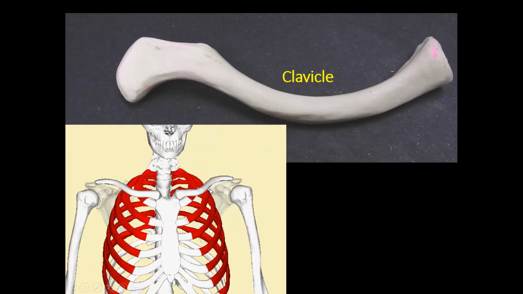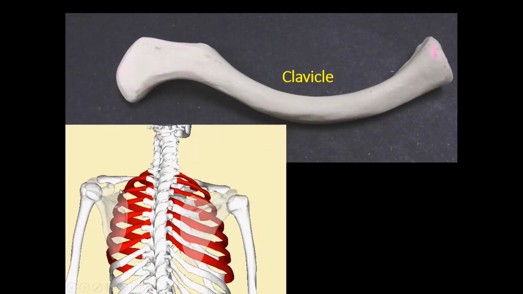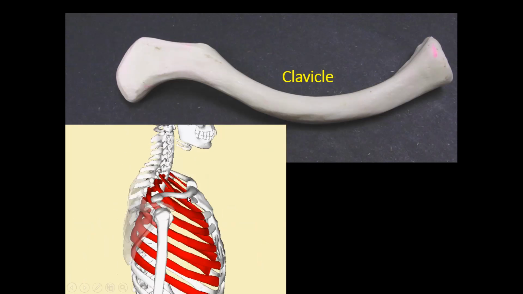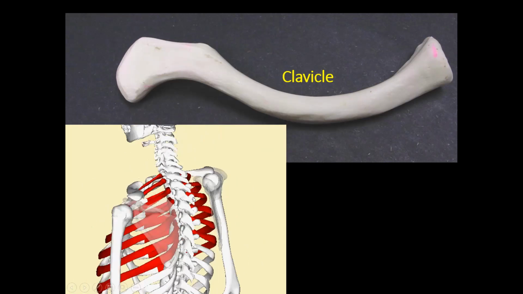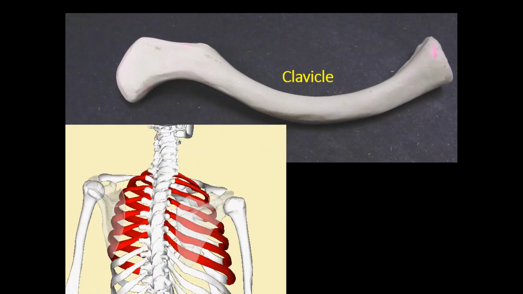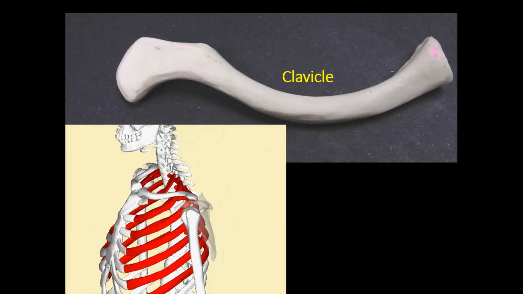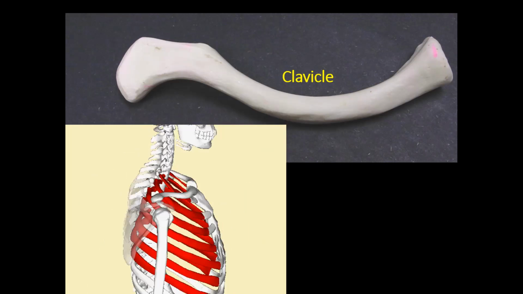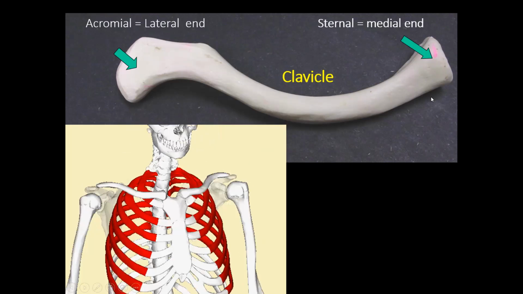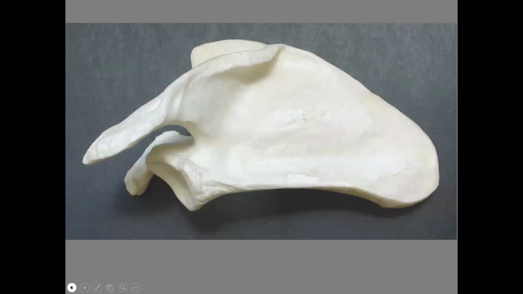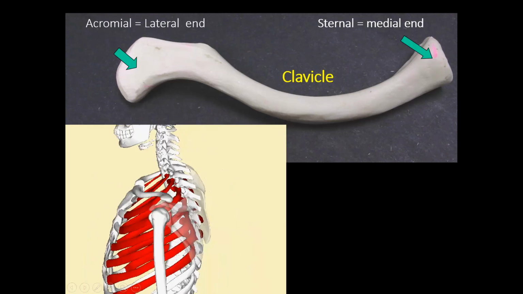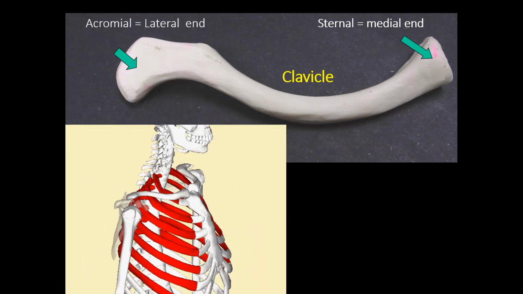You can see the clavicle here in this animation. You can see where it articulates on the sternum, right on the clavicular notch. Clever name for the clavicle to articulate on the clavicular notch. The sternal end, the thick end of the clavicle, articulates at the clavicular notch on the sternum.